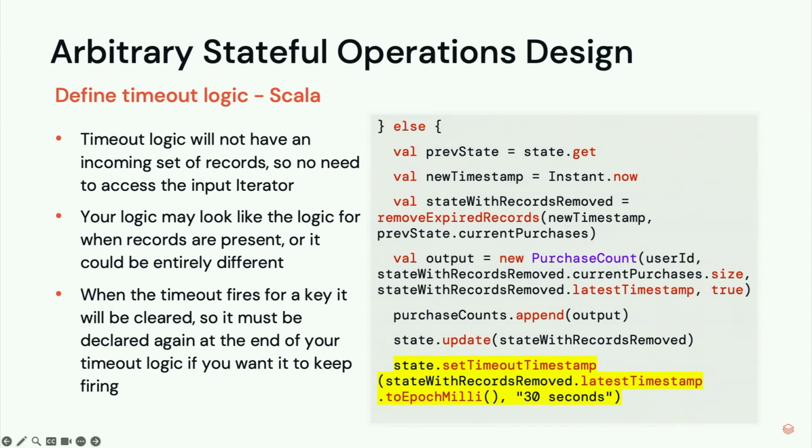In our use case here, I don't need to add new records because they don't exist. So instead, I'm just removing records, and then I'm redoing the count and outputting it. And finally, I am re-specifying the timestamp. In this case, I just added to the clock time to come up with some sort of time, and then added 30 seconds to it.